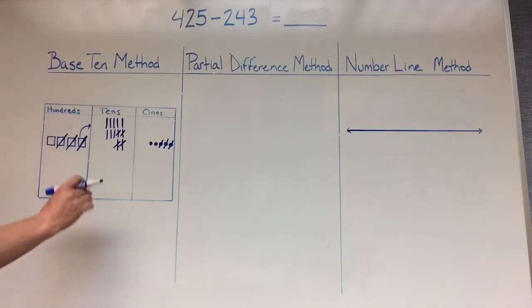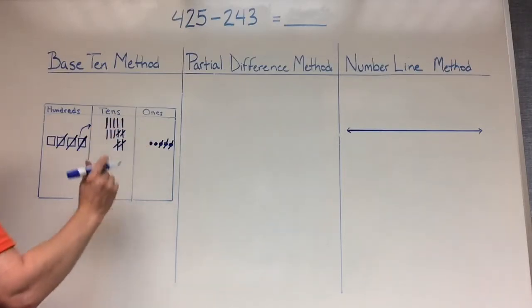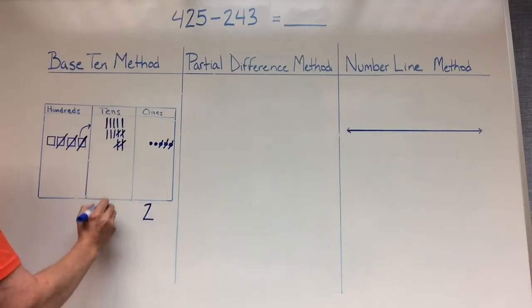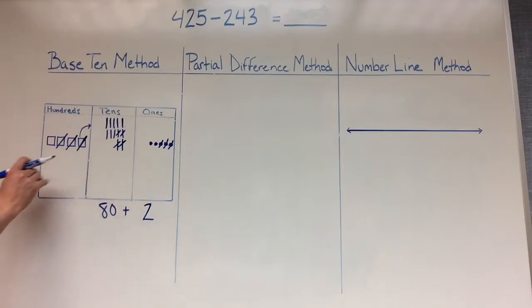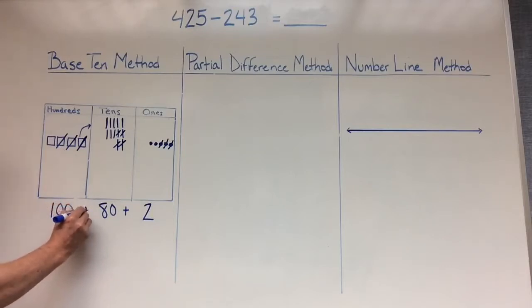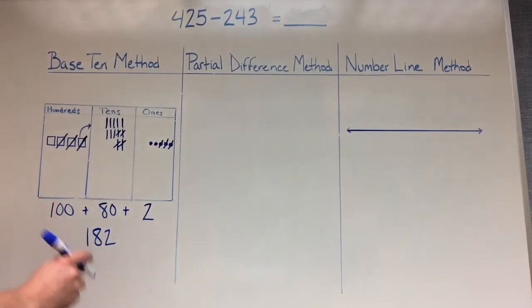And now below I'm going to list each number of the place value that I see left. So there are 2 1s. And there are 8 10s for 80. And a 100 left. And my answer is 182.